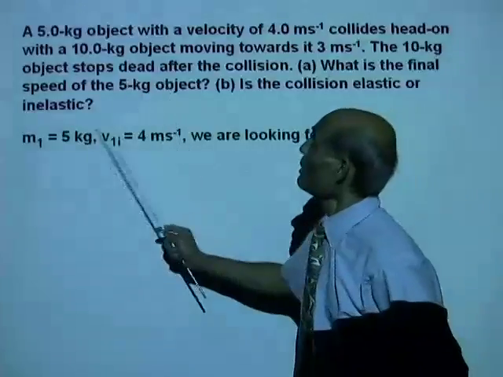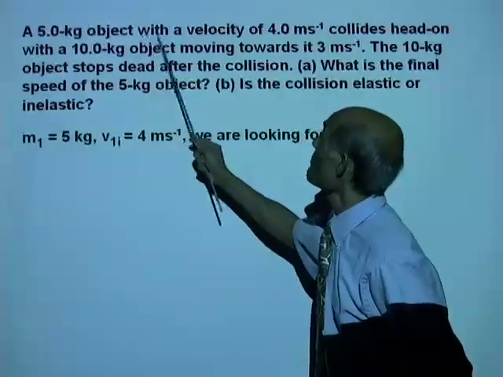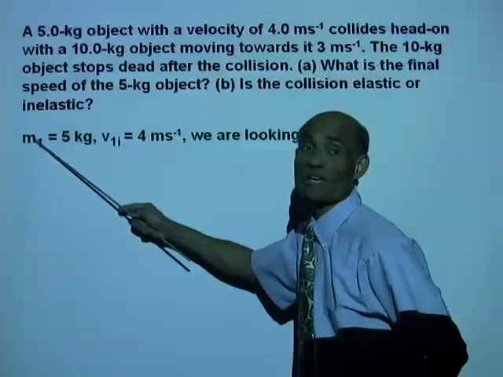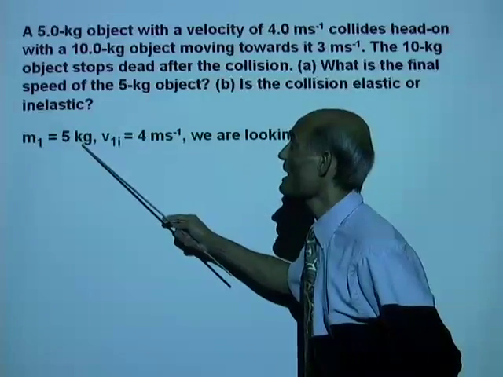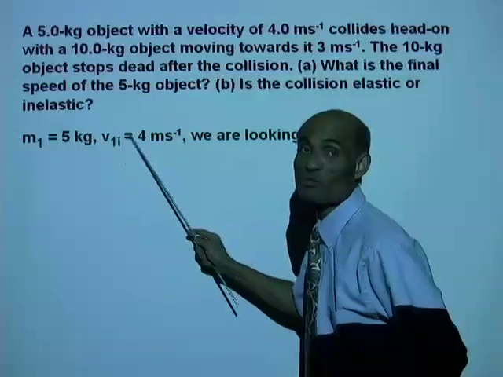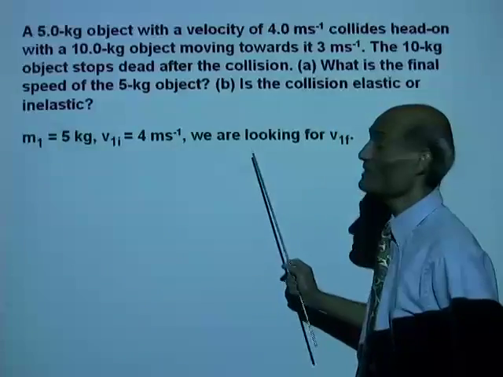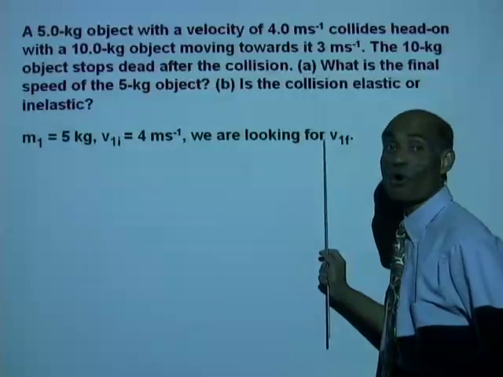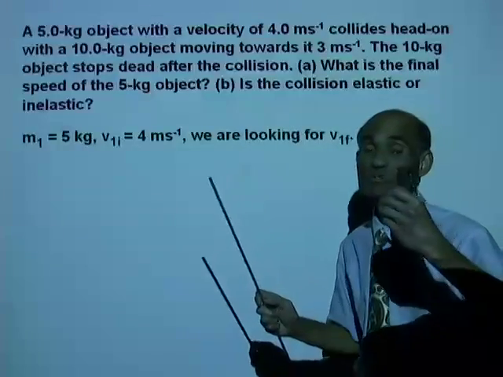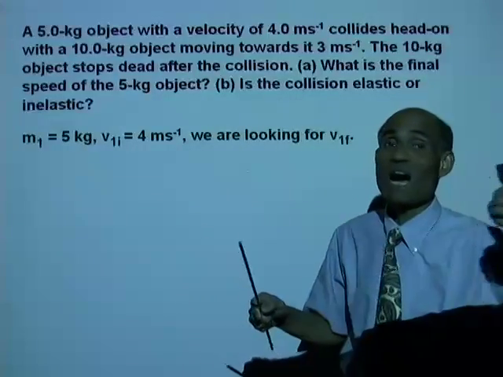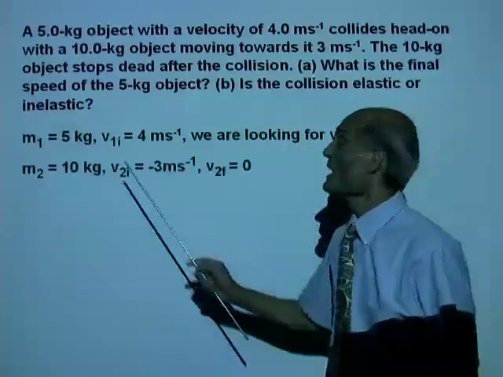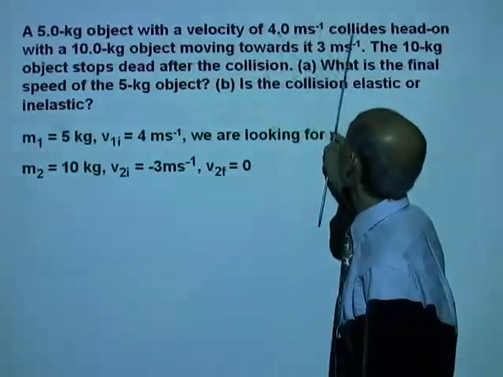Alright, we got a 5 kilogram object moving with a velocity of 4 meters per second. M1 equal to 5 kilogram. V1I, initial velocity of the first object, 4 meters per second. And we are looking for the final velocity of that first object. What is the velocity of the first object after they collide? We are looking for V1F. And M2 equal to 10 kilogram.